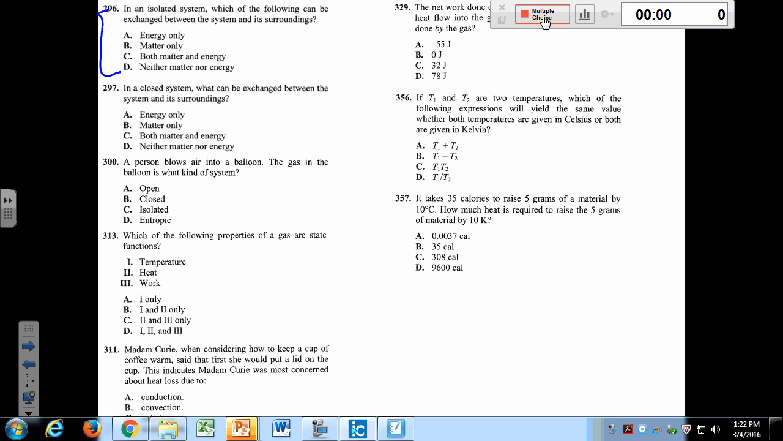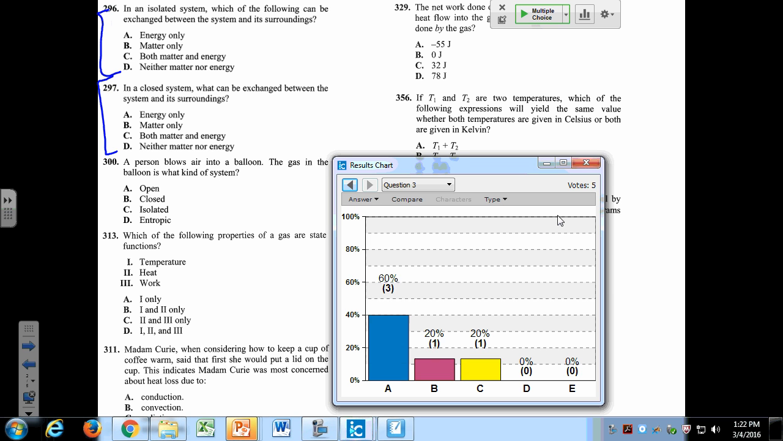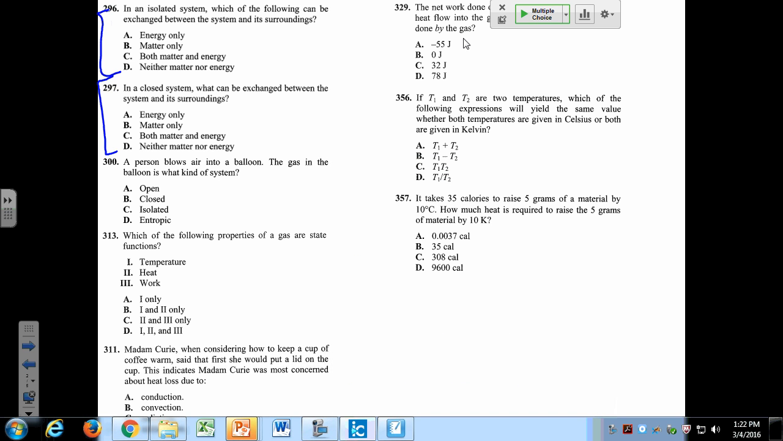Let's do the next one, 297. In a closed system, what can be exchanged? What's the difference between an isolated and a closed system? A is right, only energy, and that's what we'll be dealing with today. And then a person blows air into a balloon. The gas in the balloon is what kind of system? Number 300 here.